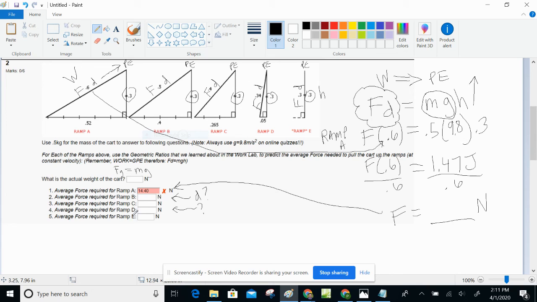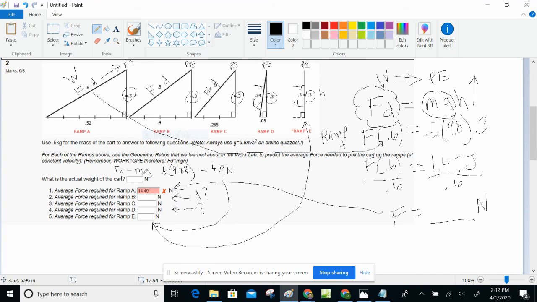This is ramp E. Ramp E is this last one here. This one's interesting because this last one, you're basically lifting the weight of the cart. So the weight of the cart, M times G, is 0.5 times 9.8 newtons per kilogram. And so half of that is 4.9 newtons, and that's the weight. So this is 4.9 newtons. Well, guess what? This is also 4.9 newtons. Why? Because you have to lift the entire weight of the cart. Instead of that weight being distributed over distance, and making it easier, when you lift something up, you have to lift the whole weight.